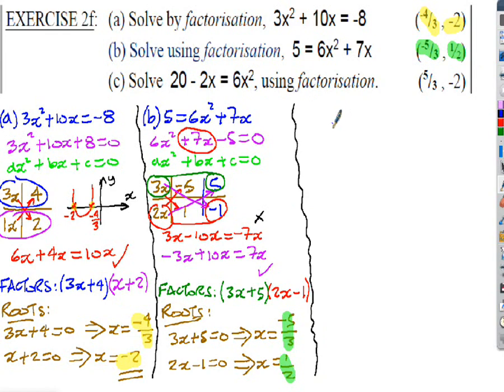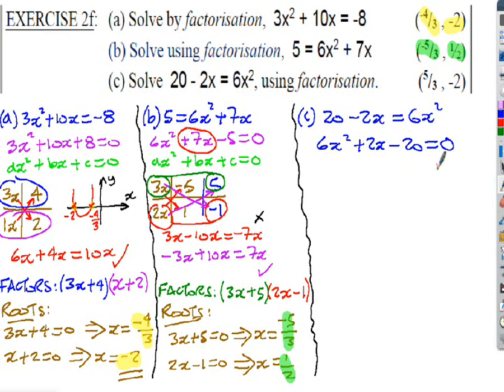Finally, exercise 2F part C, we're given the equation of 20 minus 2x is equal to 6x squared. So again, bringing all the terms onto one side, I'm going to subtract 20 from both sides and add 2x to both sides. So I will form the equation of 6x squared plus my 2x minus 20 is equal to 0 as my starting point.